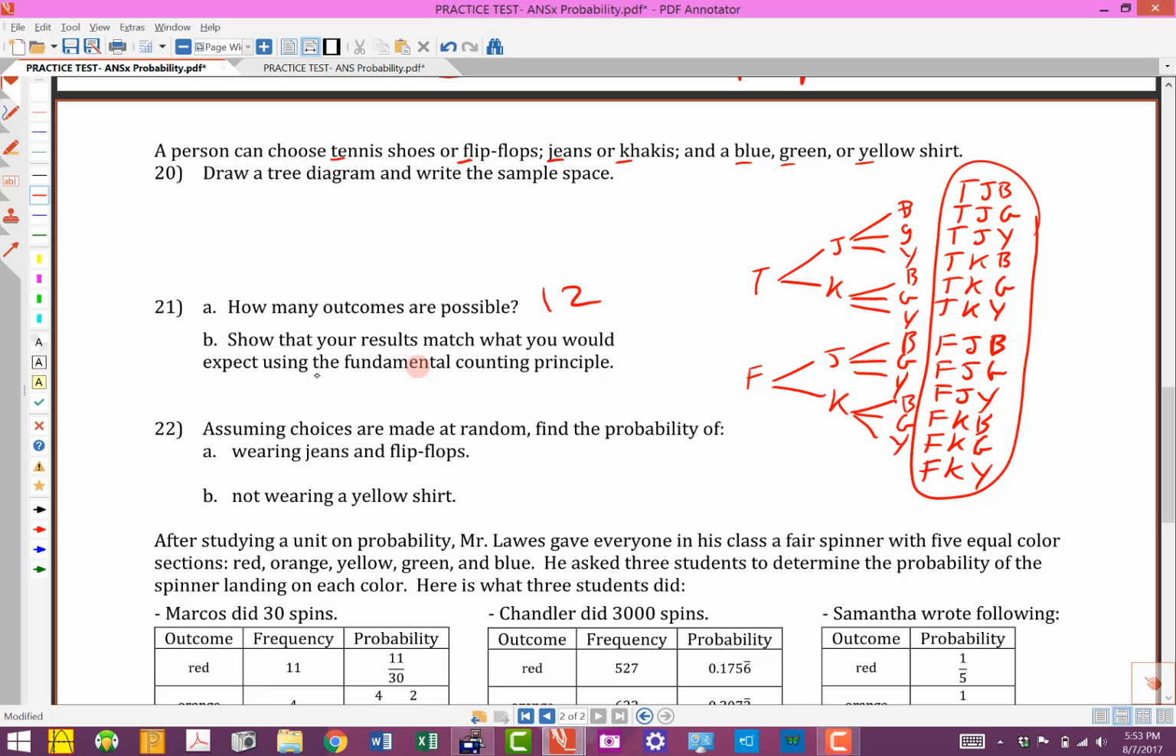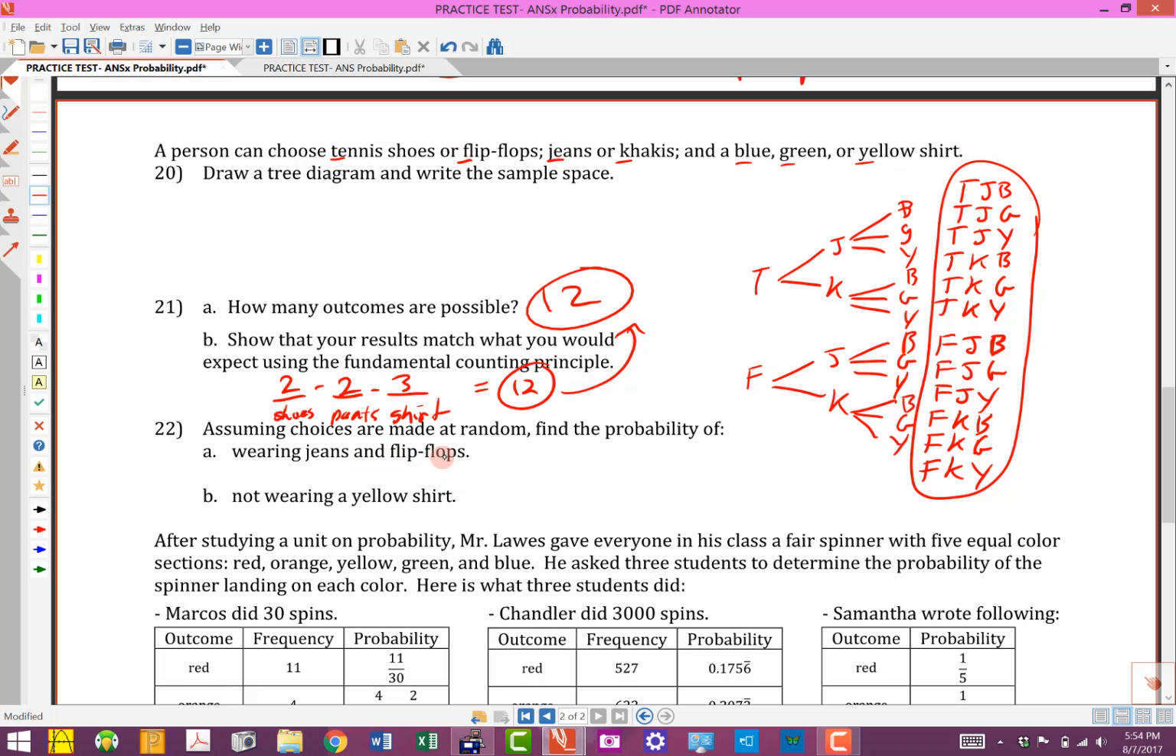And it says show that your results match what you would expect using the fundamental counting principle. Remember, we're going to choose shoes, then we're going to choose pants, and then we're going to choose a shirt. And there are 2 options for shoes, 2 options for pants, because it's either jeans or khakis, and then there are 3 options for shirts. So if we multiply those together, we end up with 12, and that matches up here, so we're in good shape there.